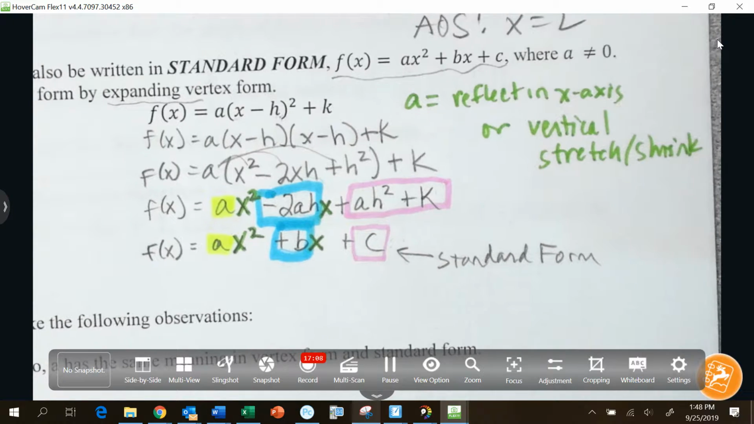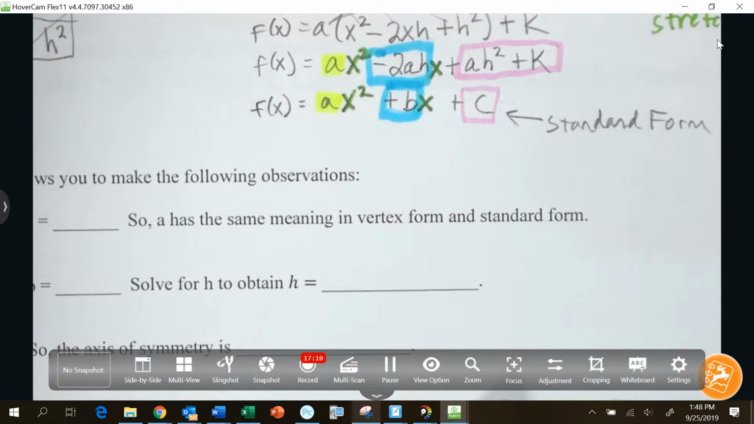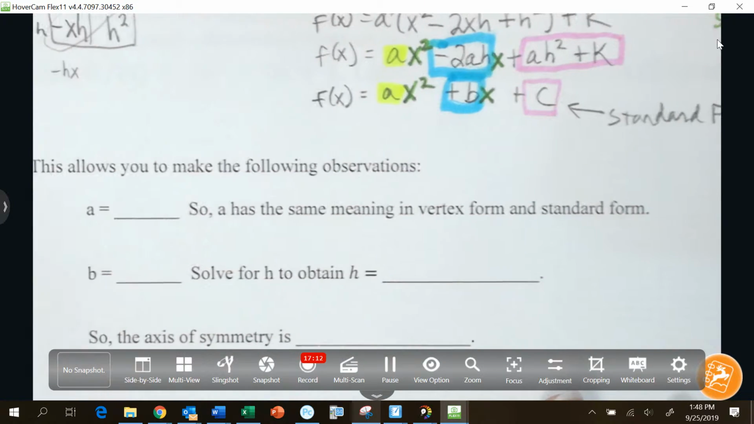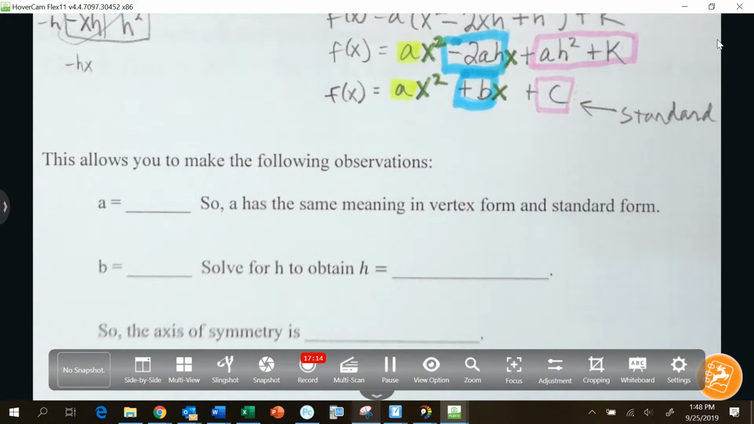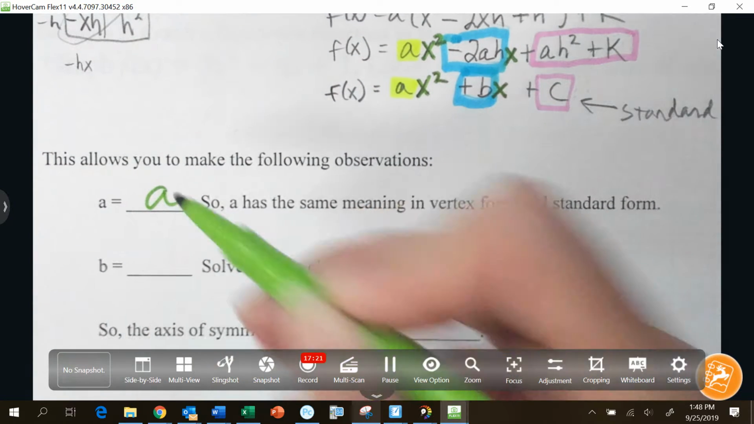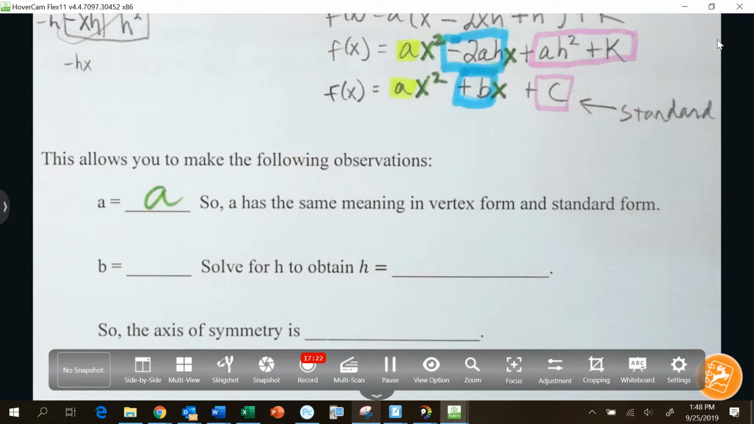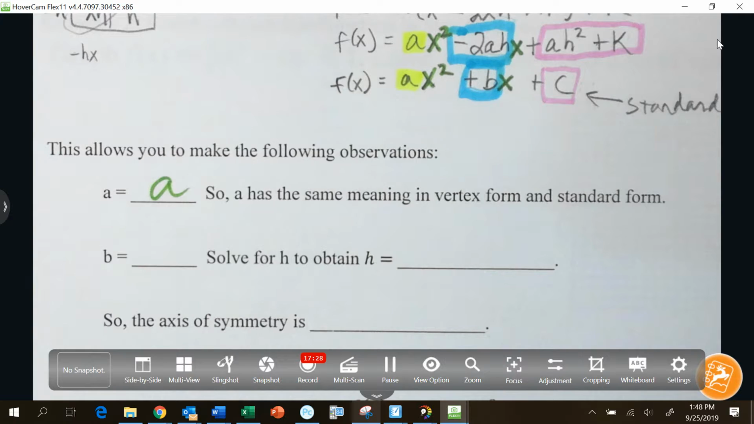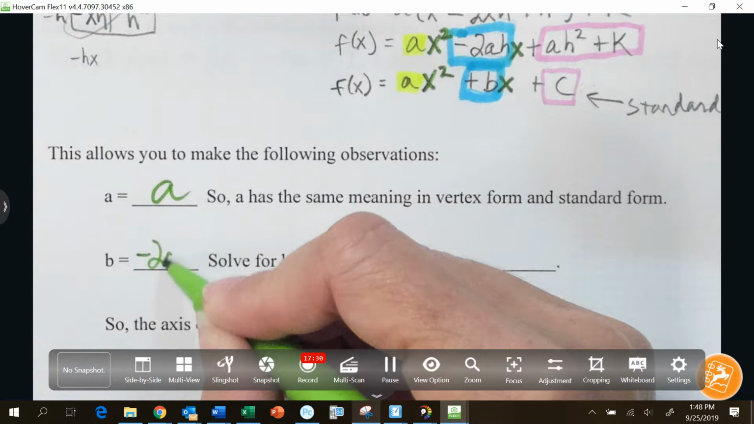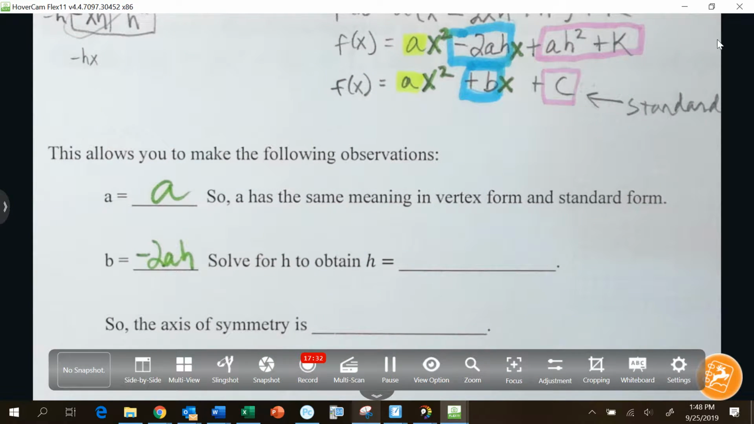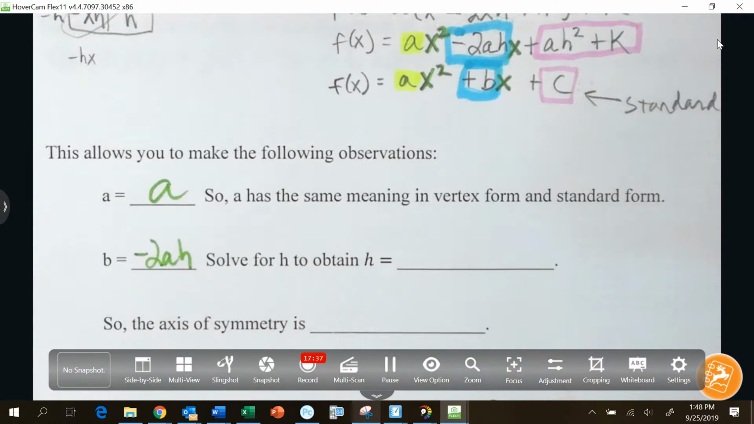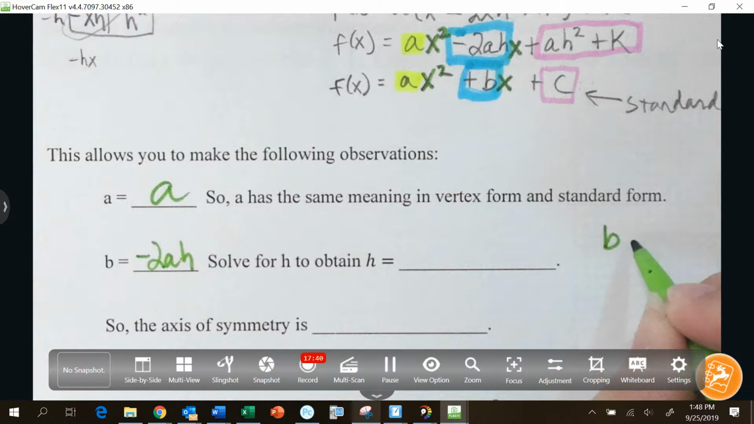So down below, we're going to fill in blanks that say what I just said. A equals what? It equals A. A equals A. Those are the same. But B is the same. The B is what? Now this says solve for H to obtain what H equals. Okay, let's solve this equation for H.